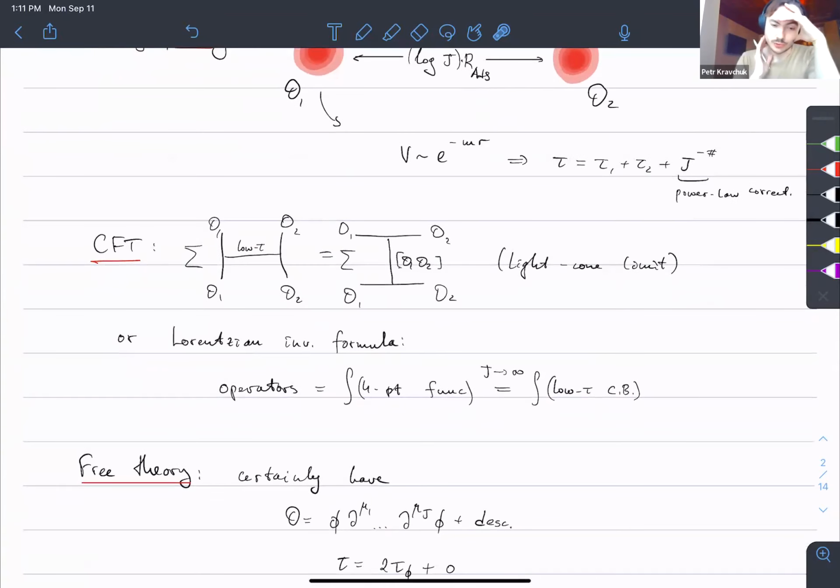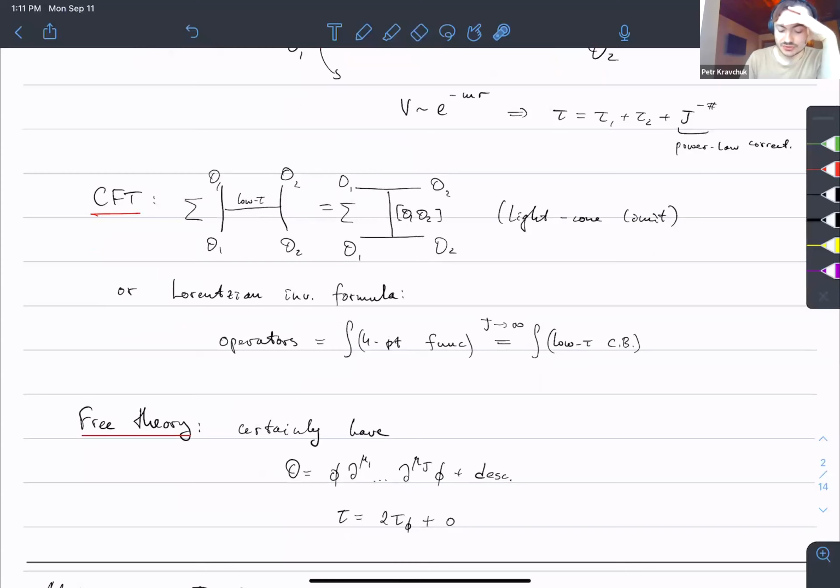And perhaps the most naive way of looking at these operators is to think about what happens in free theory. So let's say you have a free theory which has a fundamental field phi, let's say a free scalar. Then you can certainly build operators which look like this. You can take phi, and add a bunch of derivatives. You build this composite operator. It's going to have twist exactly 2 tau phi. And so this is what you would call the phi double twist in this case. So this prediction is very easy to verify in free theory.